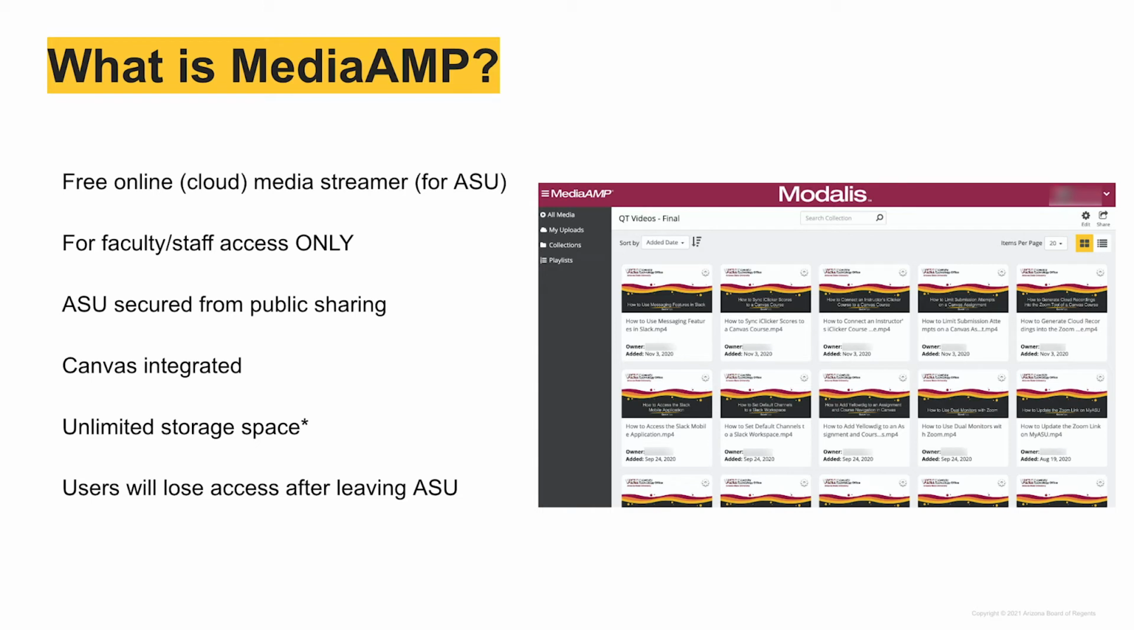Media that is embedded into a Canvas page is also blocked from public sharing. Other users will be unable to share the media unless they have direct access to it through MediaAmp or had a link shared with them. MediaAmp is also integrated into Canvas, so instructors may access their MediaAmp accounts through the plugin tool in the Rich Content Editor's toolbar and add items in a course quickly.